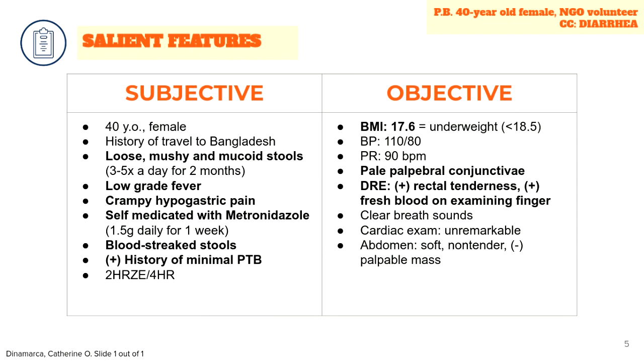In the rectal exam, there was rectal tenderness and fresh blood was seen on the examining finger, which again could tell us that there may be possible lower GI bleeding. Other physical exam findings were basically normal. She had clear breath sounds. Her cardiac exam was unremarkable, and the abdomen was soft with no tenderness and no palpable mass noted.